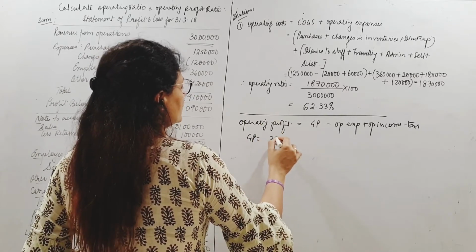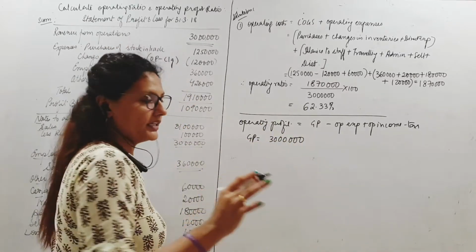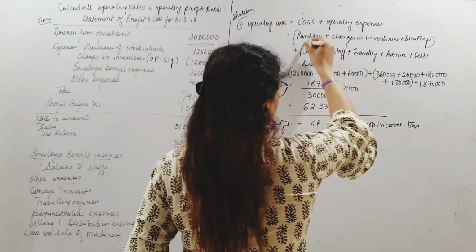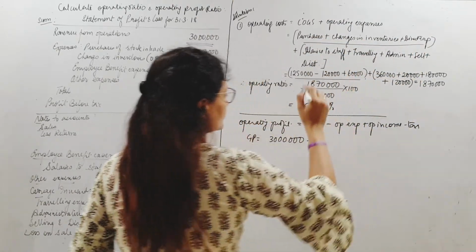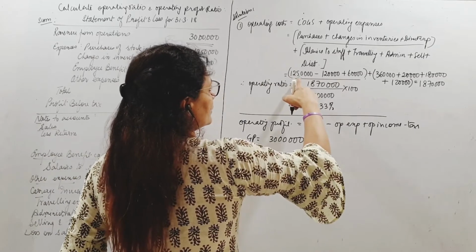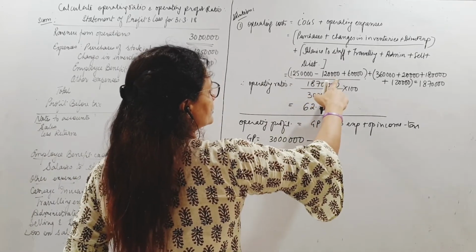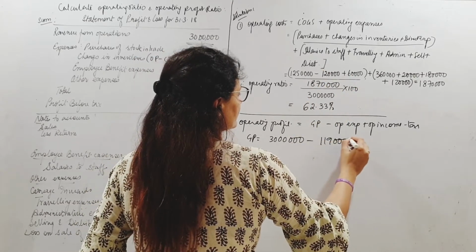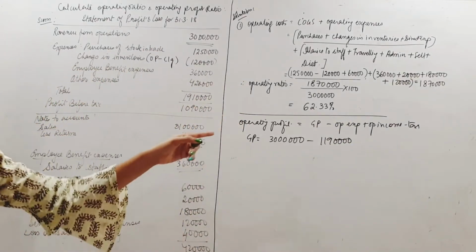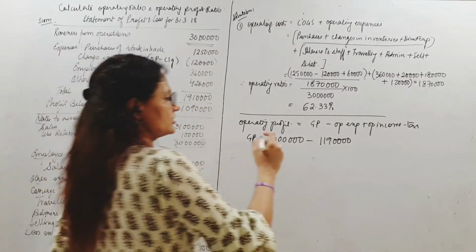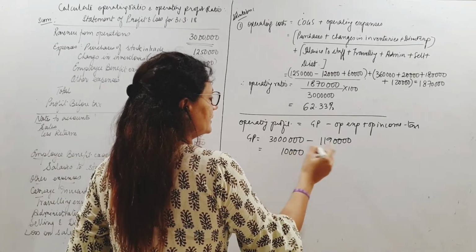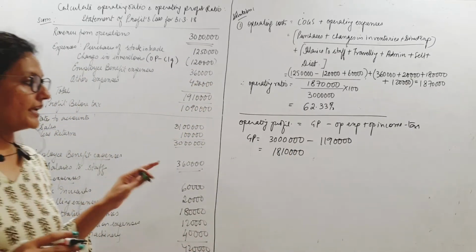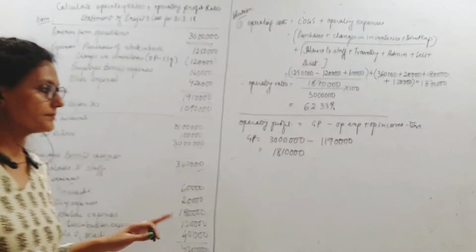I already know 30 lakhs is my revenue from operations. If we subtract cost of goods sold from this, we already have the information of cost of goods sold. Cost of goods sold will be 12 lakh 50 minus 1 lakh 20, so 11 lakh 30 plus 60, so 11 lakh 90,000 is my cost of goods sold, right? So my gross profit is 18 lakh 10,000.